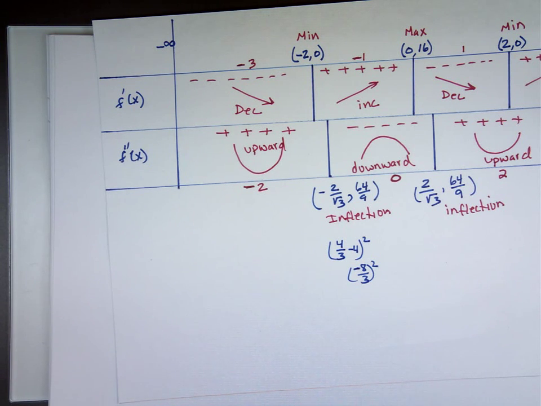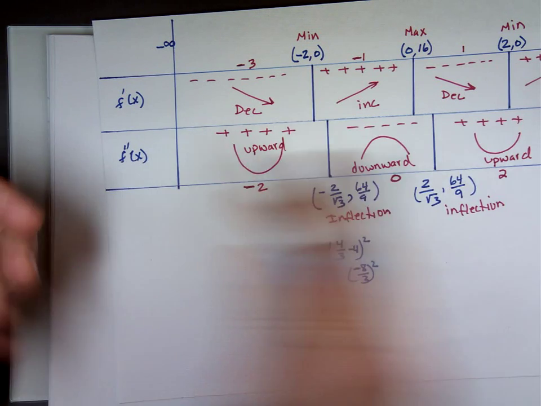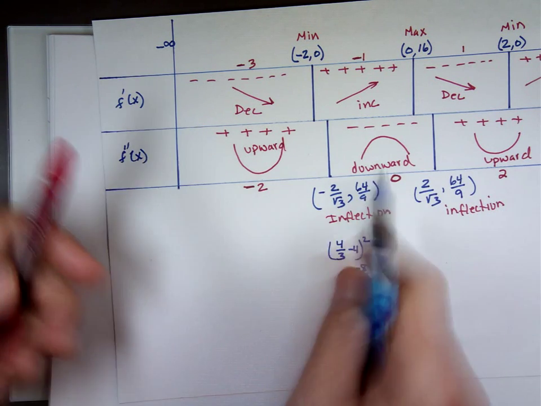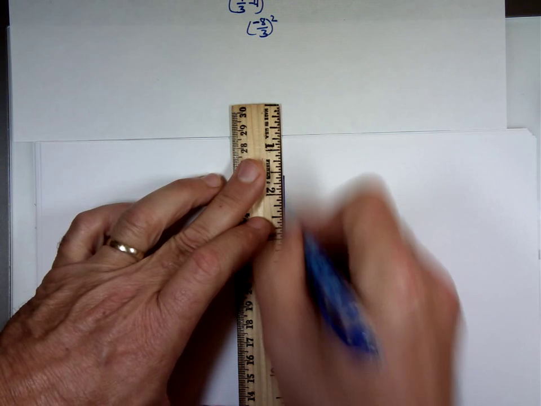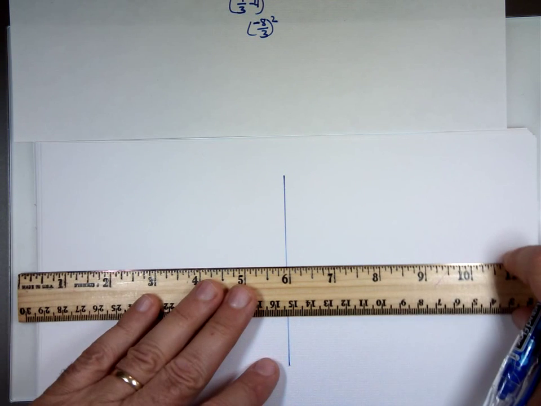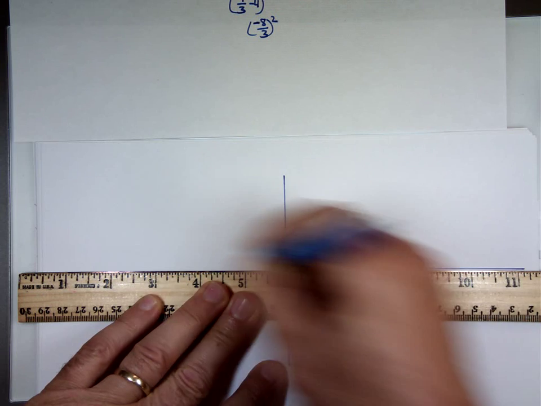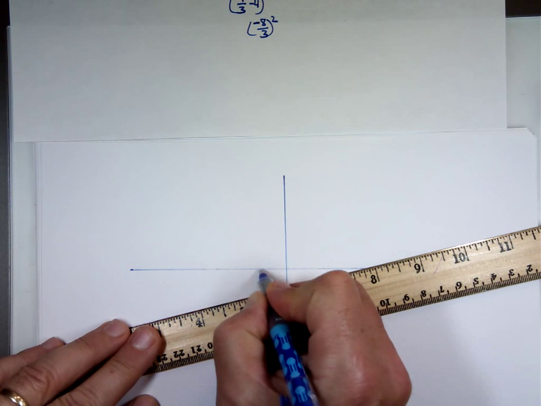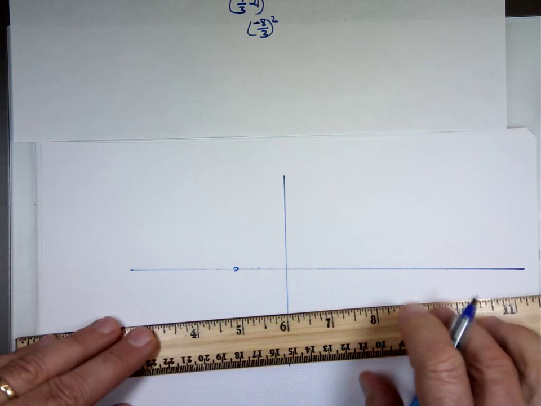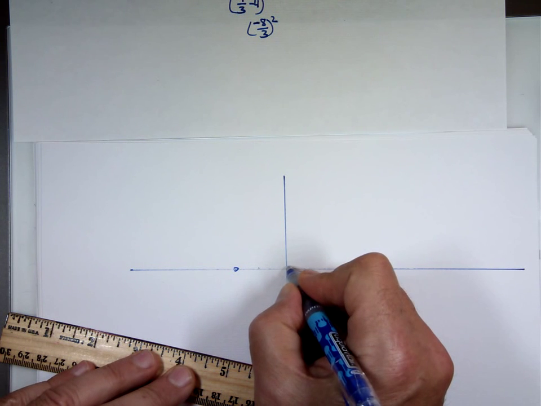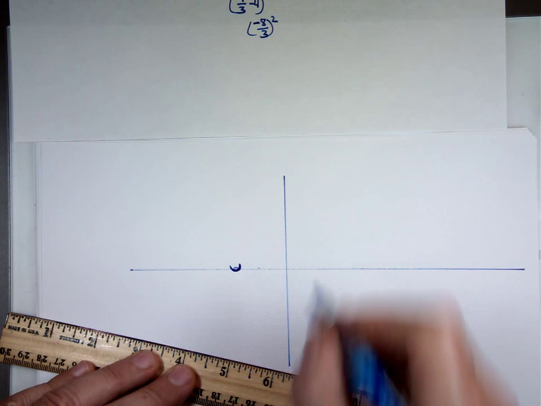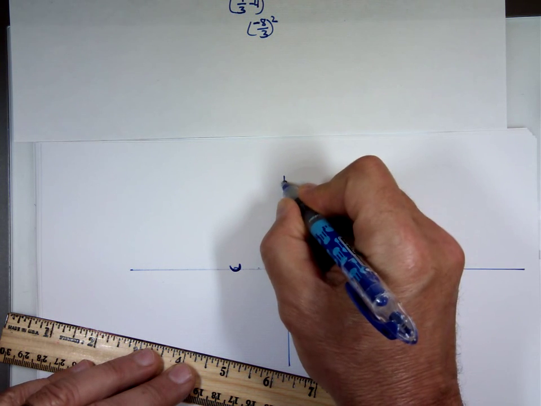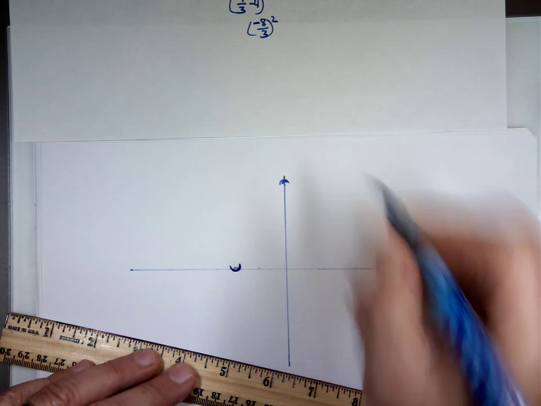So I can tell you where the function is concave upward, where the function is concave downward, where the inflection points are. But I want to graph it. I'm going to add to that list. Here's what I know. Negative 2 and 0. 0 and 16. This is a min point. So I just go like this, min point. 0 and 16, somewhere there's a max point. 2 and 0, there's a min point.